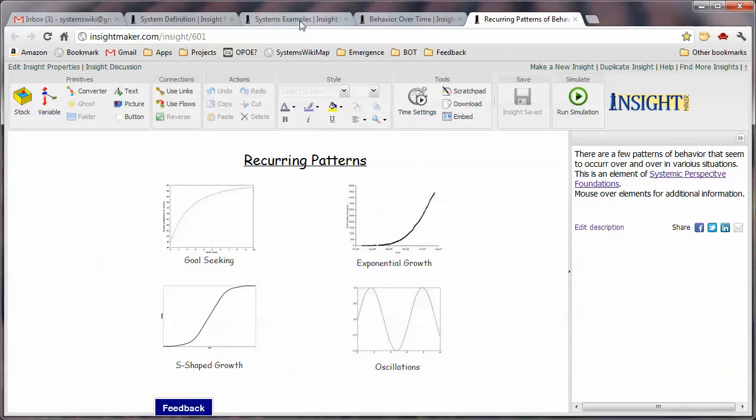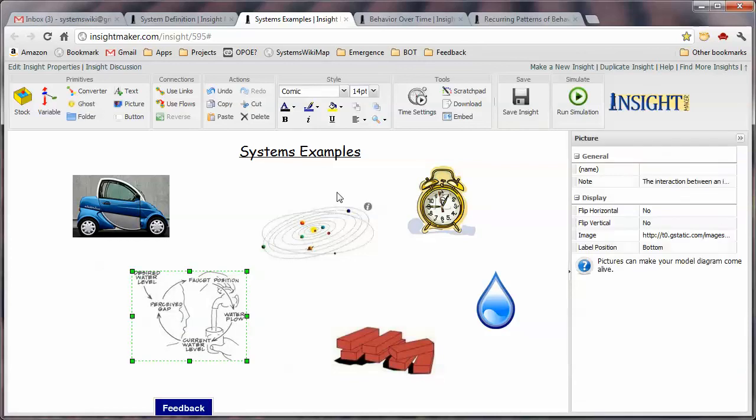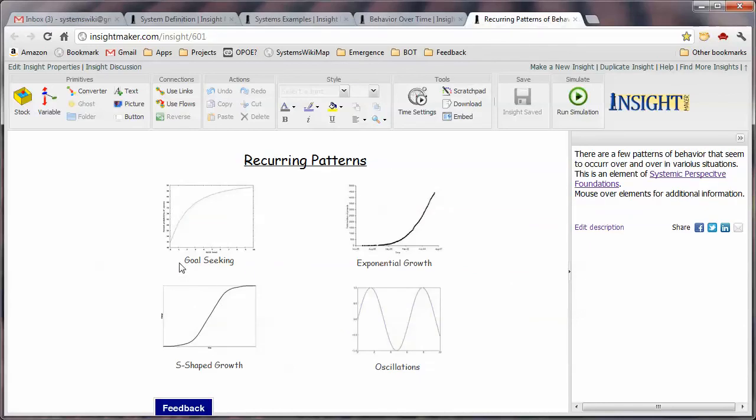Take the example I talked about before, a set of interactions where the difference between the desired water level and the current water level creates a perceived gap in my mind, causing me to change the faucet position, causing the water to flow, which changes the current water level, moving it toward the desired water level. Once the current water level reaches the desired water level, the perceived gap becomes zero, inducing me to make sure the faucet is closed and there is no more water flow. This is a system that promotes something called balance, and that is the characteristic evolving pattern for something called goal seeking.